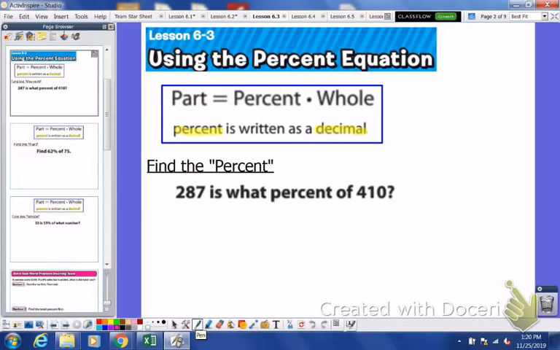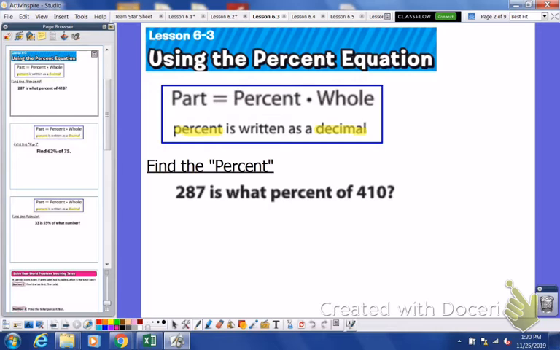So in section 1 of this chapter, we found percentages using our percent proportion. I told you in that lesson that we would later be using an equation, so that's what we're doing in section 3. We're going to be finding our part, finding our percent, and finding our whole, but this time we are using an equation. So the equation is part equals percent times whole.